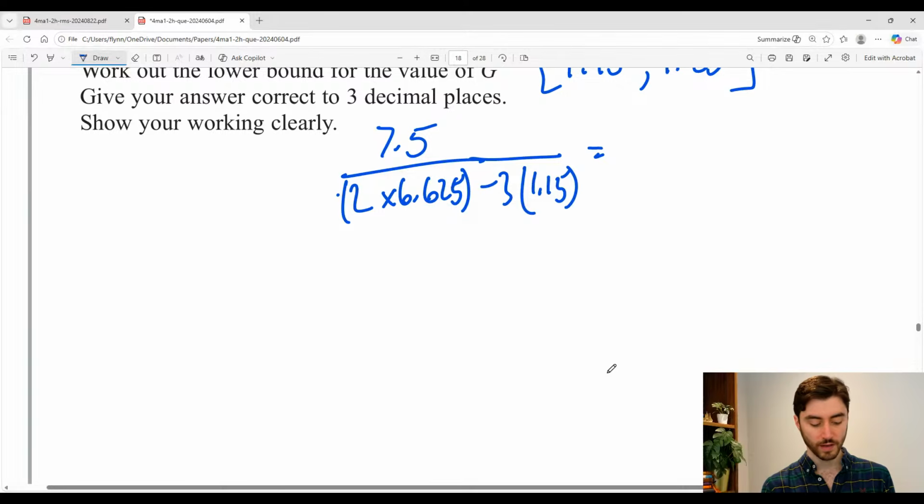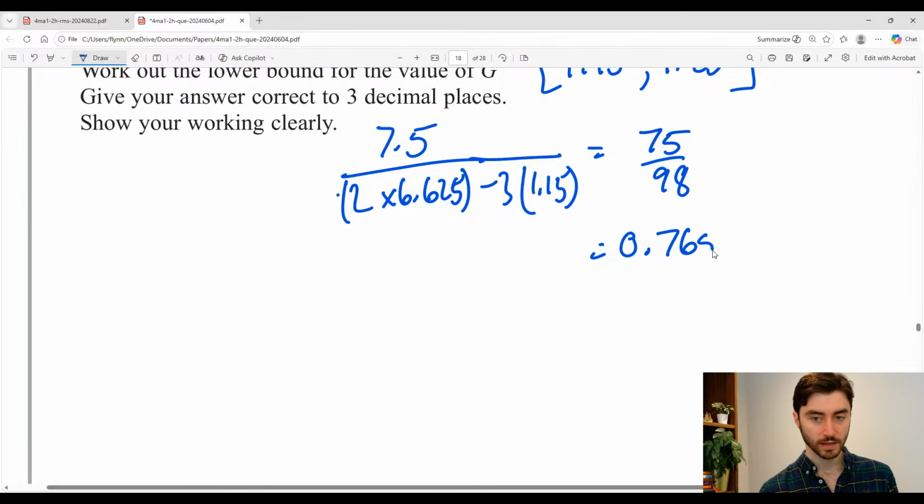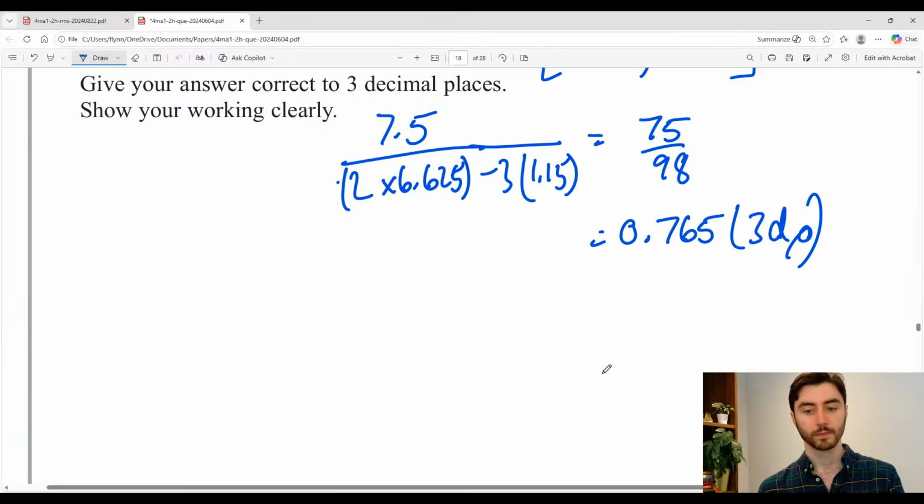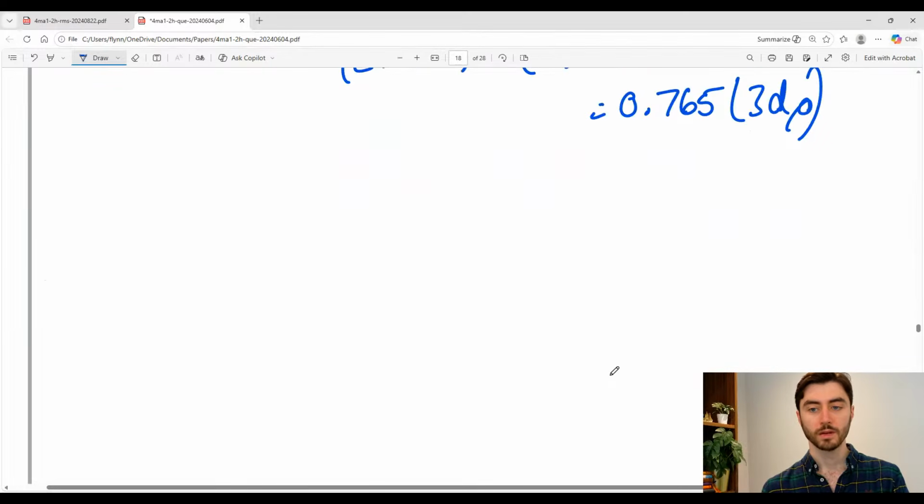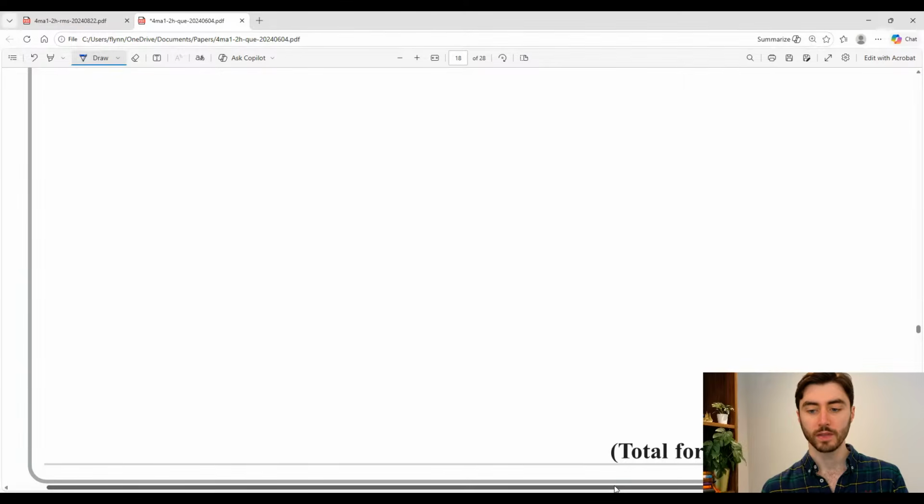So 7.5 all over 2 times 6.625 minus 3 times 1.15. That gives me a value of 75 over 98. And I want my answer correct to 3 decimal places, so 0.765 to 3 dp. So 0.765 will go on the answer line.